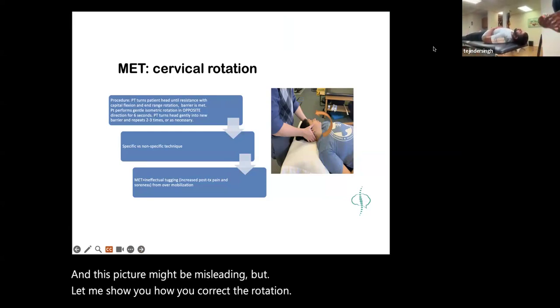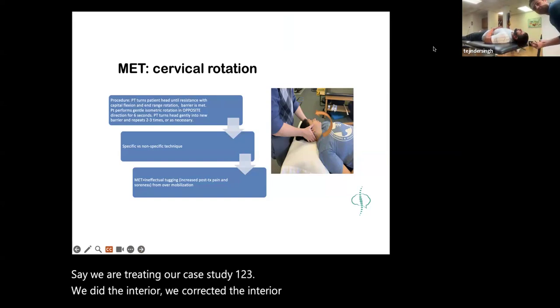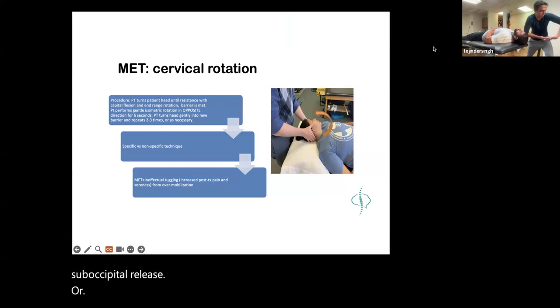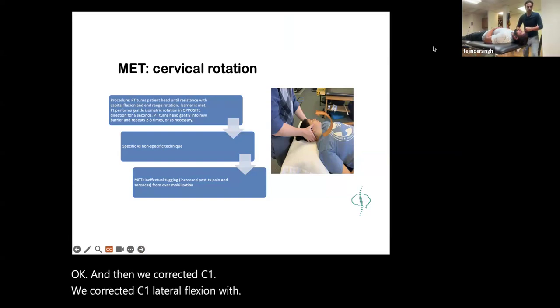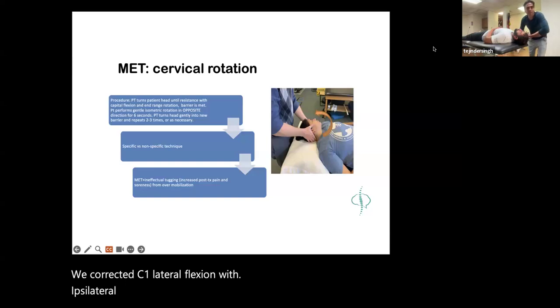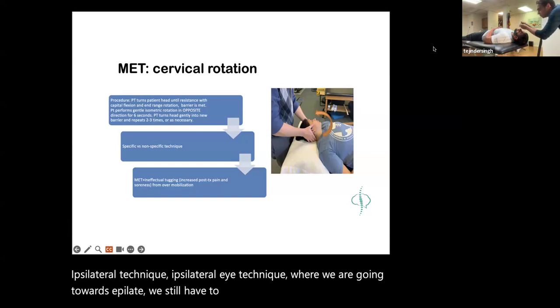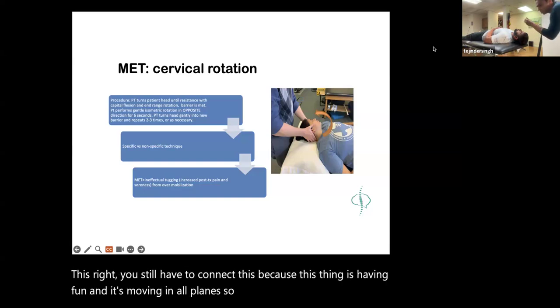Say we are treating our case study 1 to 3. We corrected the anterior translation by doing a suboccipital release or cradle the baby technique, going straight. Then we corrected C1 lateral flexion with the ipsilateral eye technique, where we are going towards the ipsilateral eye. We still have to correct this because this thing is moving in all planes. So to correct the rotation, this is what you do.